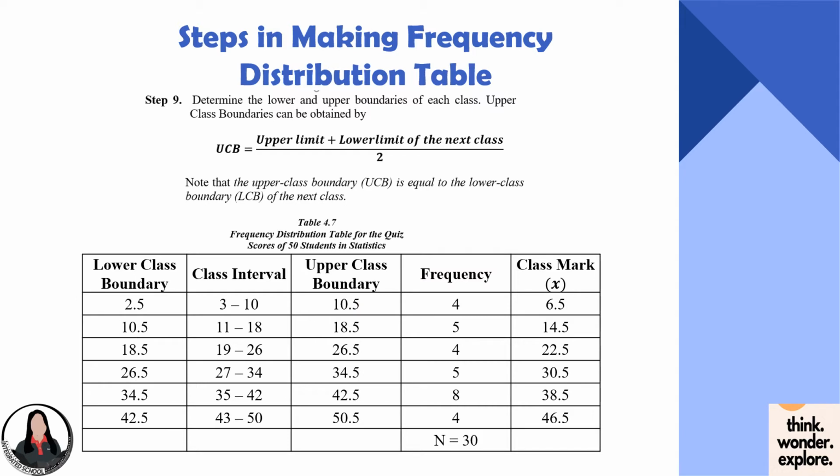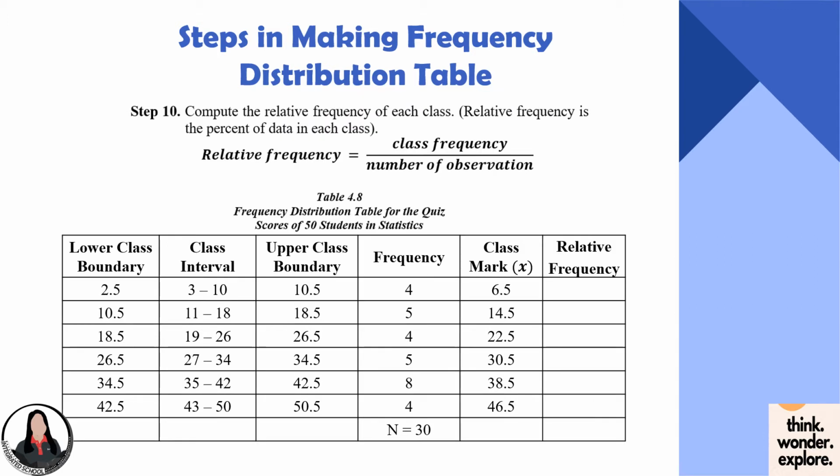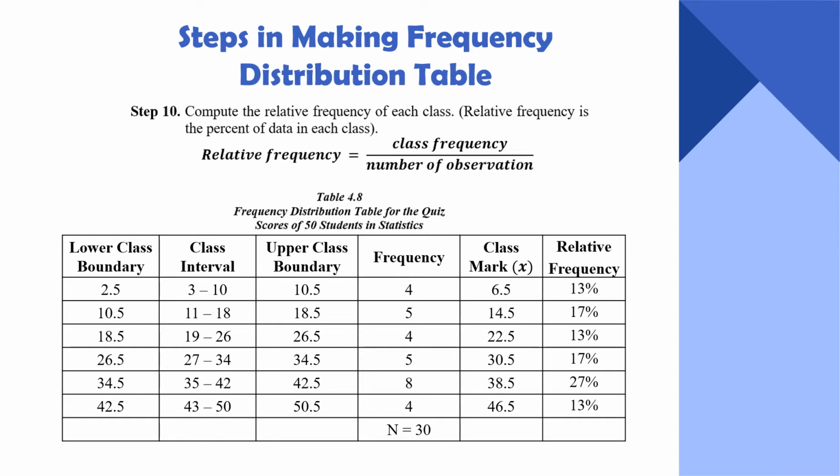Okay, so for a clearer view, this is now our frequency distribution table. For step 10, we have to compute the relative frequency of each class. So for us to obtain the relative frequency, we have to get the ratio of the class frequency and the number of observations. The relative frequency is the percent of data in each class. So dito natin malalaman ilang porsyento ba ng total number of scores ang nagland sa isang specific na class interval. Okay? So using our formula, magkakaroon tayo ng relative frequency na naka-flash sa inyong screen.